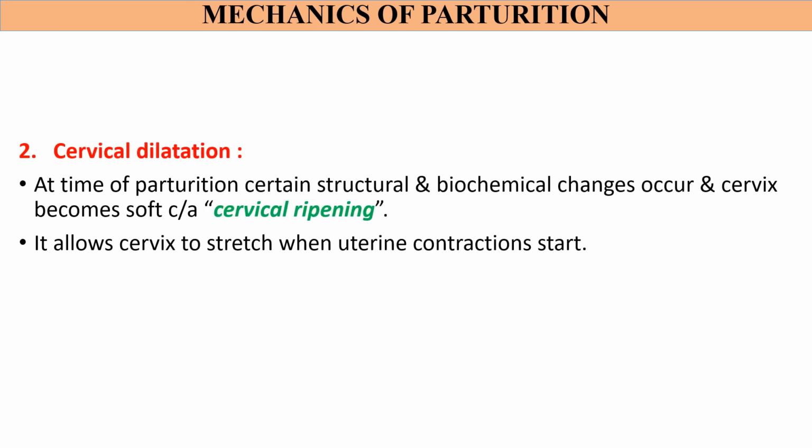Throughout pregnancy, cervix remains rigid, but at the time of parturition, due to structural and biochemical changes, it becomes soft. This is called cervical ripening. This allows the cervix to stretch when uterine contractions start and facilitate parturition.